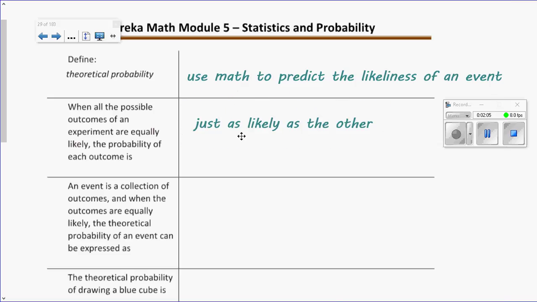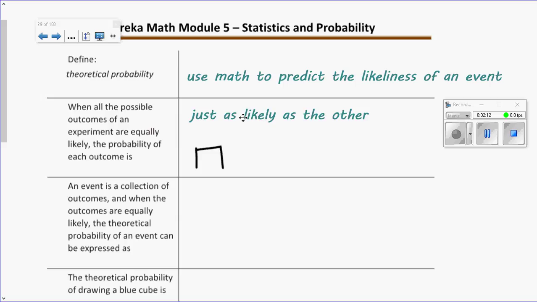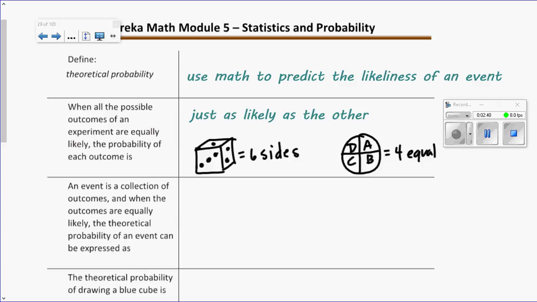And so to give you an example of that, we're going to draw two things. We're going to draw the number die. We can only show 3 sides of that. So let's say here's 1, here's 2, here's 3. So how many sides are there? 6 sides. And then what if we had a spinner split into 4 sections, and we can call it A, B, C, D? Okay, so that's 4 equal sections.